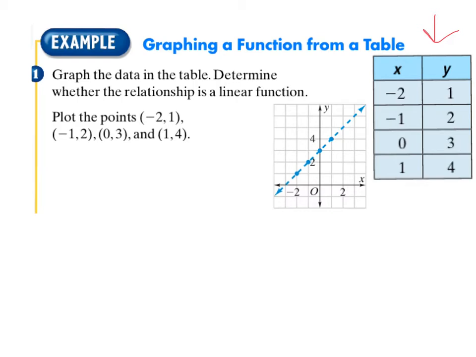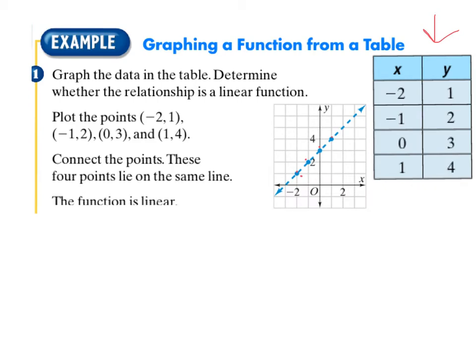So our points: (-2, 1), (-1, 2), (0, 3), (1, 4). So those are our 4 points. And then we're going to connect the points. They all lie on the same line, so the function is linear.